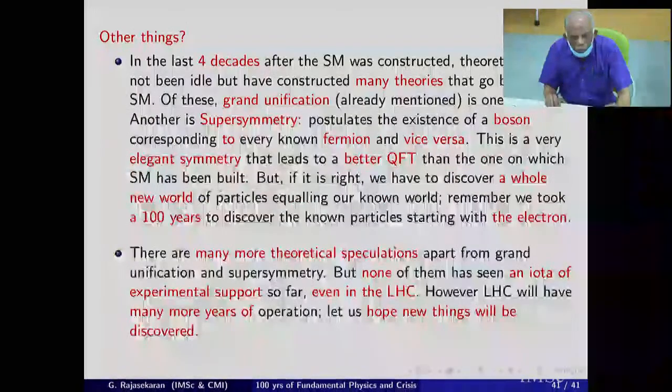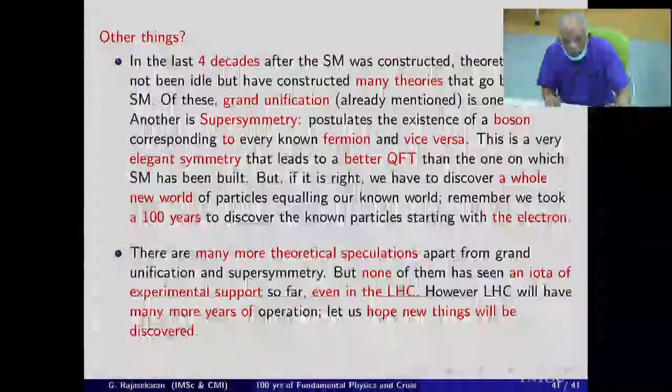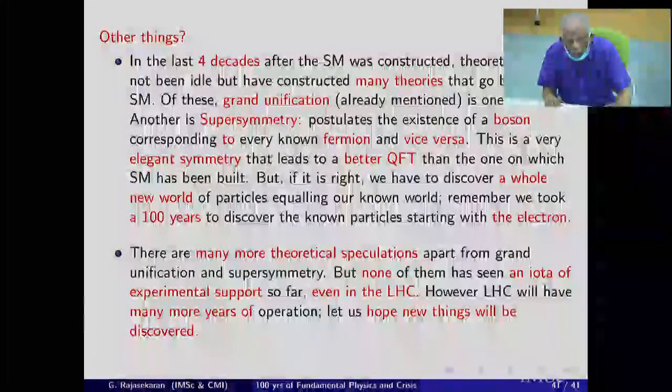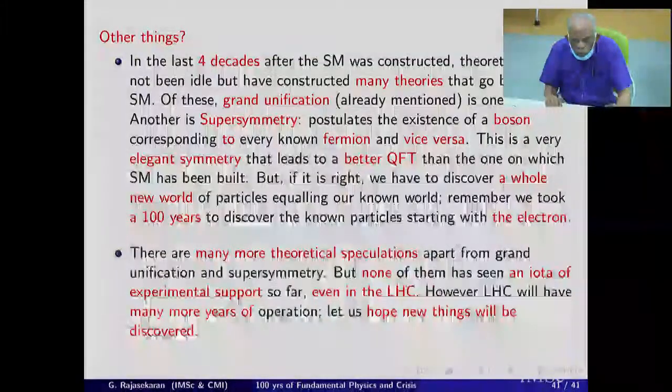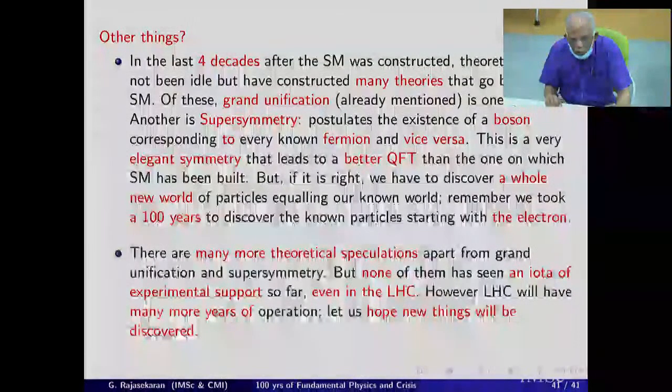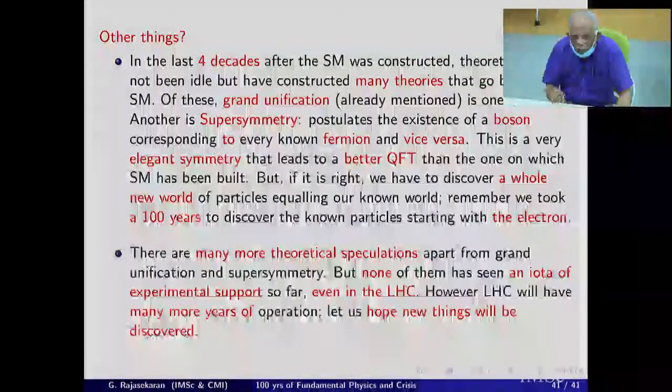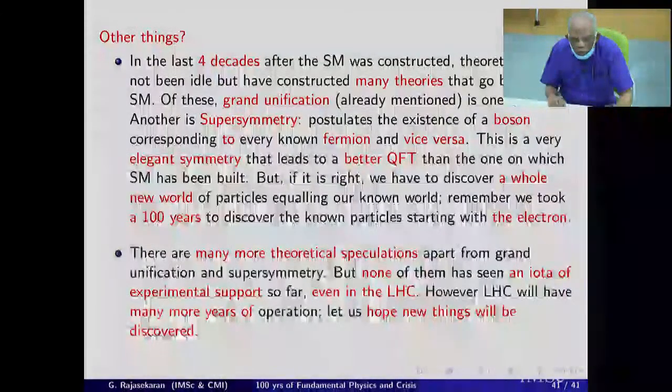Other things: in the last 4 decades after the Standard Model was constructed, theoreticians have not been idle, but have constructed many theories that go beyond Standard Model. One of these is the grand unification, which I already mentioned. The other important thing is supersymmetry, which postulates the existence of a boson corresponding to every known fermion and vice versa. Corresponding to the electron, there has to be a bosonic electron, a spin zero electron. Corresponding to the photon, which is spin one, there has to be a fermion with spin half. So every particle has to be repeated.